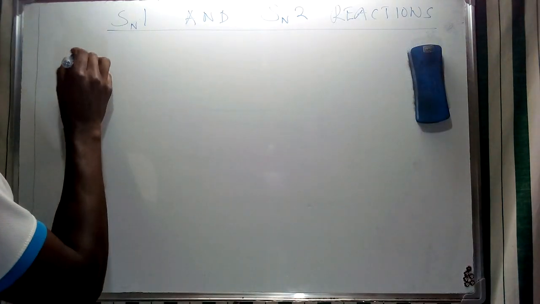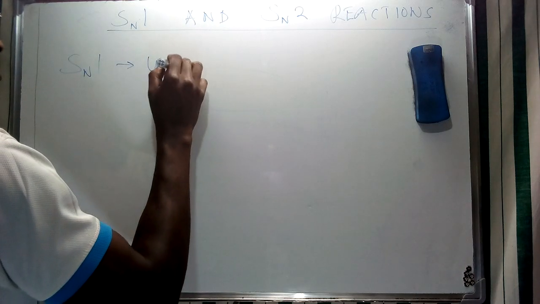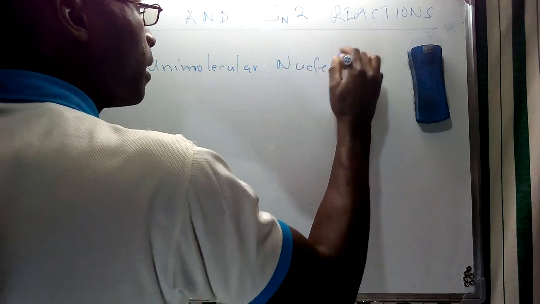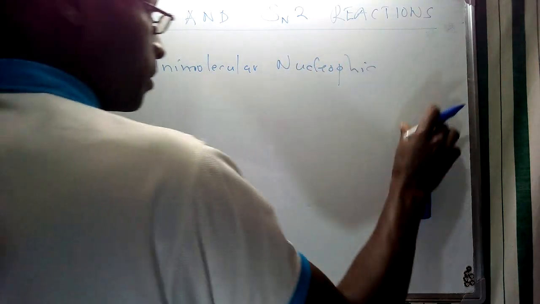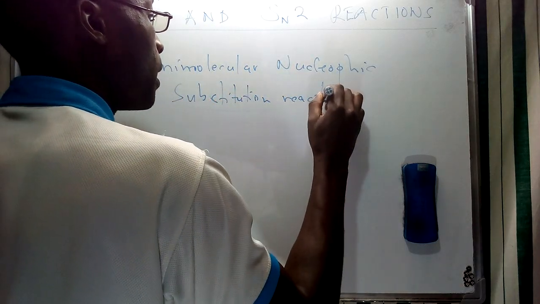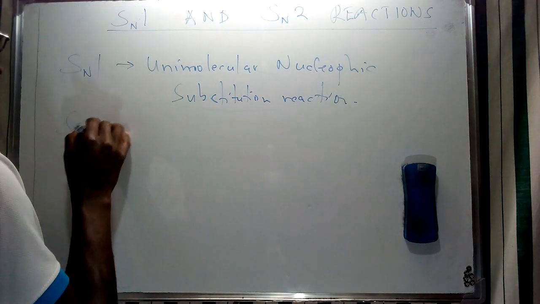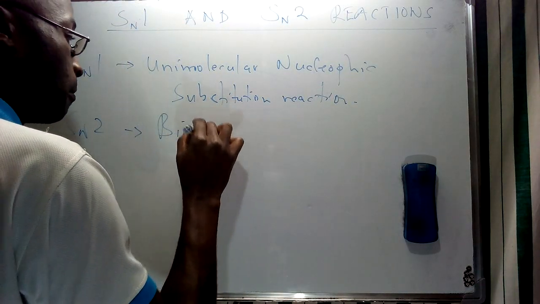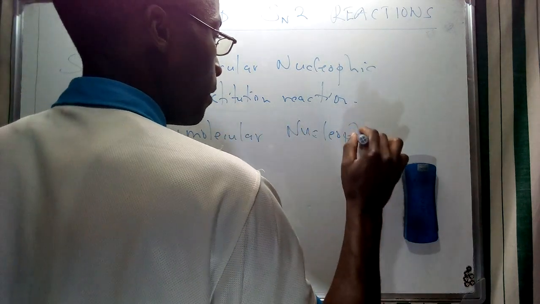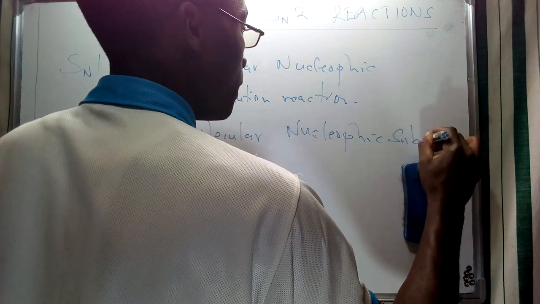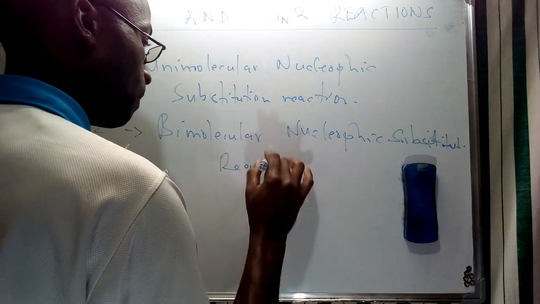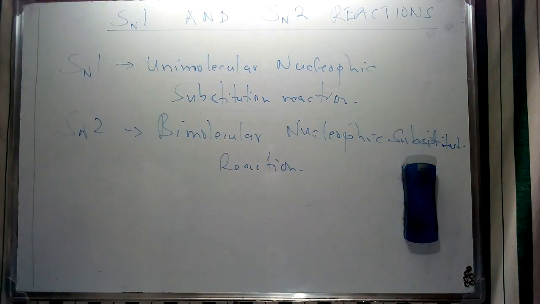So for SN1, this is referred to as a unimolecular nucleophilic substitution reaction, whereas the second one, SN2, is referred to as a bimolecular nucleophilic substitution reaction, which falls under the category of substitution reactions.